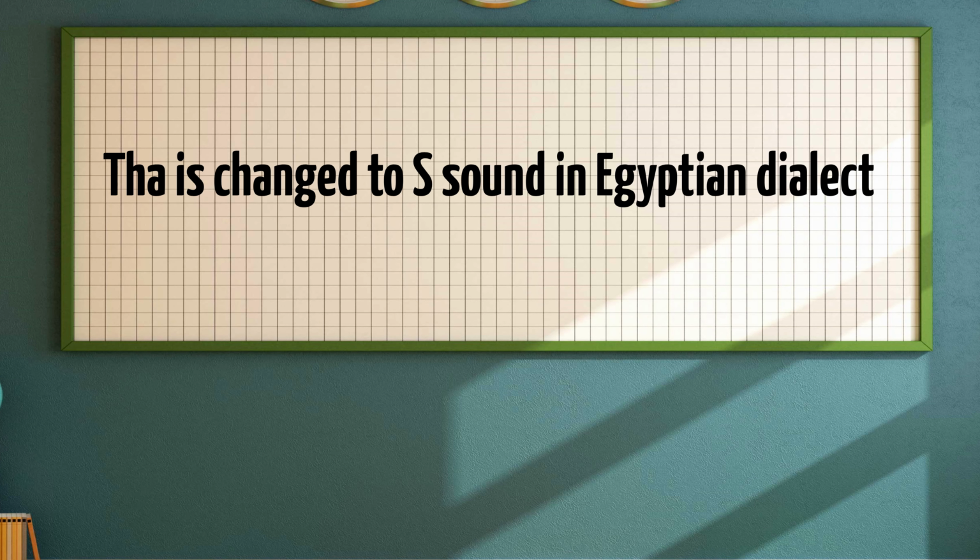So the bottom line here is that in Egyptian Arabic dialect, the Th sound is changed to the S sound. You can still pronounce it with the Th sound if you want, but we mostly pronounce it with the S sound because it's much easier and more simple. Alright, now let's move on to see the next letter.